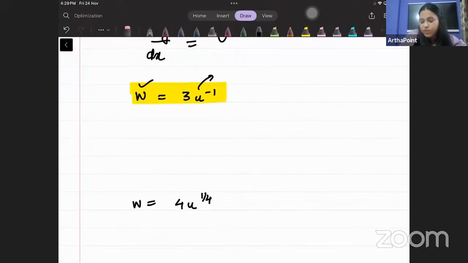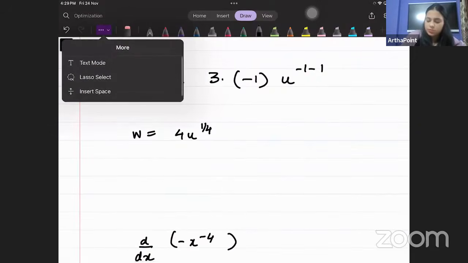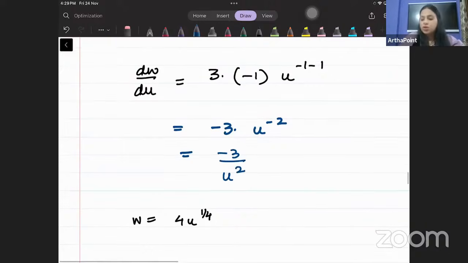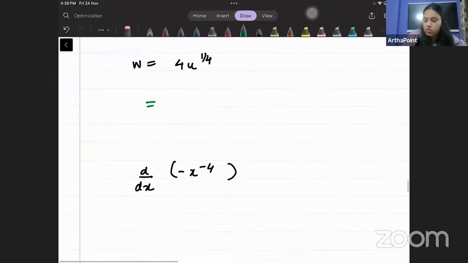ये w and u के बीच में है. So you have to find dw by du. So beta, power will come down, power will reduce by 1. So what will happen? Minus 3 u to the power minus 2, minus 3 by u to the power 2. It is a negative power, na? It will come in the denominator. ठीक है बेटा, do the next question.